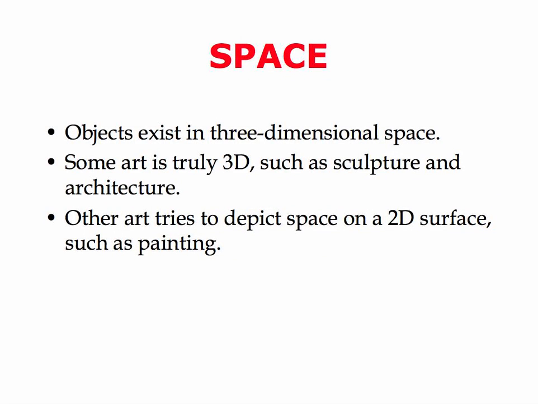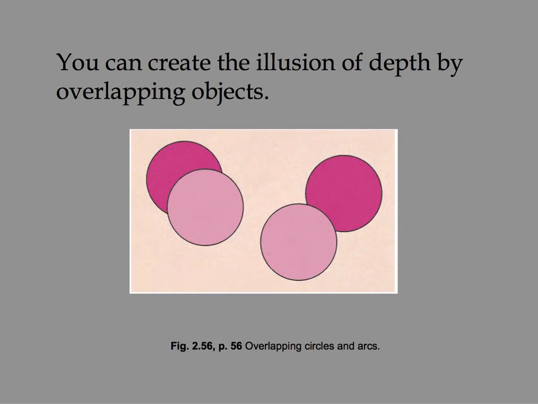Another one of our visual elements is space. Objects exist in three-dimensional space. Some art is truly three-dimensional, such as sculpture and architecture. Other art tries to depict space on a two-dimensional surface, as with painting, drawing, or printmaking. So how do we create space?